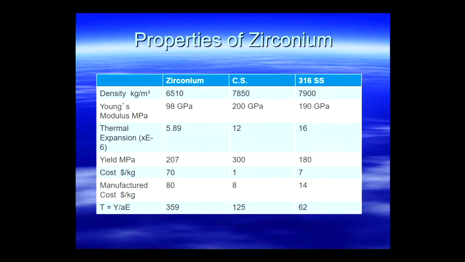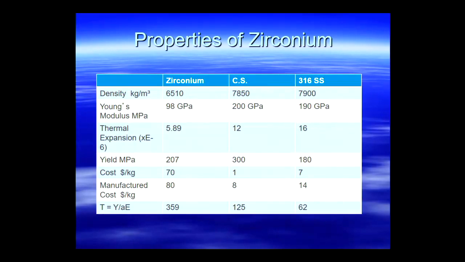The Young's modulus. Notice that zirconium has half the Young's modulus of carbon steel and stainless steel. I've also listed the thermal expansion coefficient. And you'll notice that zirconium has a thermal expansion coefficient half that of carbon steel and 1/3 that of stainless steel. Very low indeed. It has a yield strength comparable to a bit less than carbon steel, but more than 316.